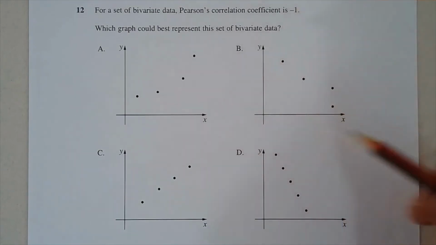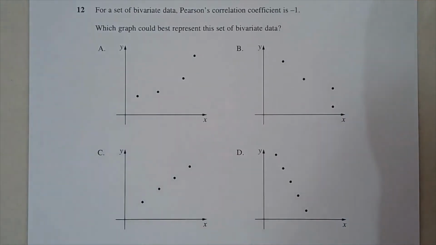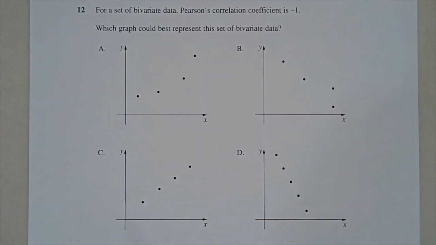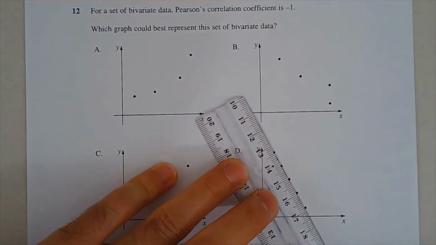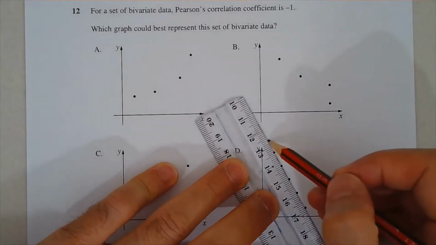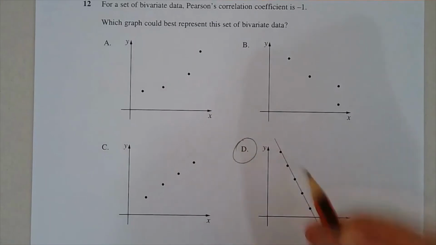So given that it's -1, and -1 is the absolute least in terms of the number that it can be, and -1 implies a perfect negative correlation. In other words, all the points will lie on a straight line. And it looks like option D is the perfect candidate. And option D, it is.